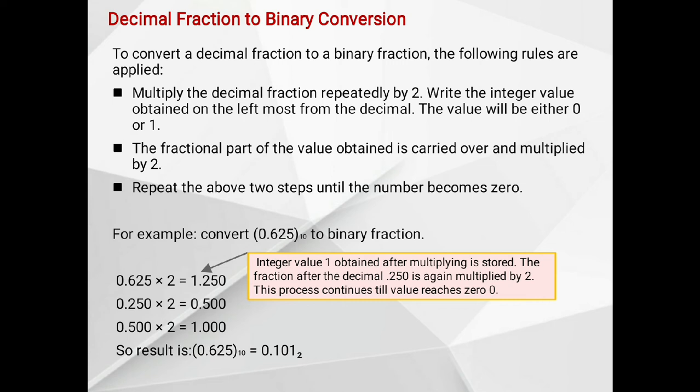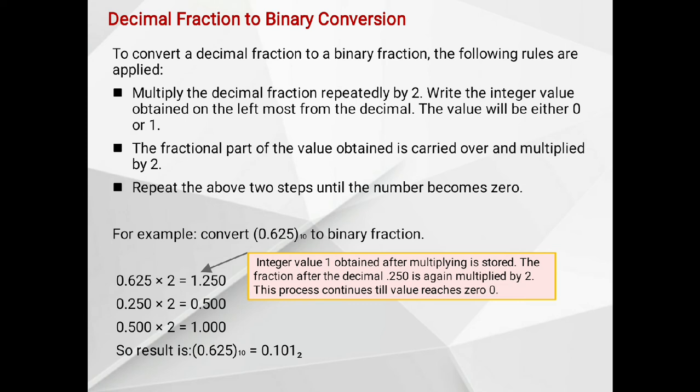So on the leftmost side before the decimal, the integer value 0 is stored, and again 0.500 is carried over and multiplied by 2. This process keeps repeating till the fractional number becomes 0, that is, after the decimal point the value becomes 0. So here, after multiplying 0.500 by 2, on the left side you get the integer value 1, but you see that after the decimal point you have 3 zeros.